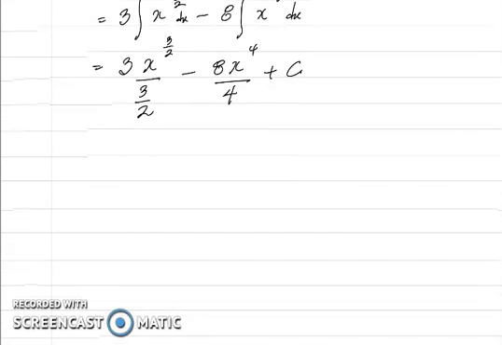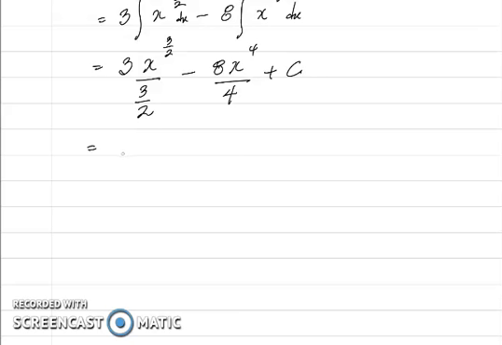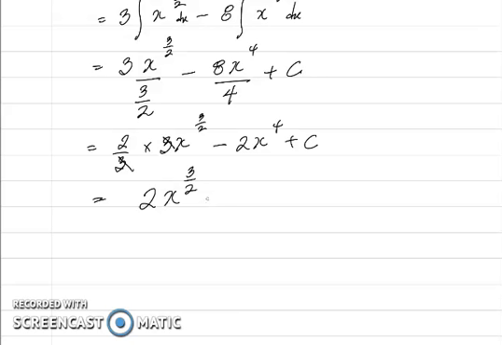Now dividing by 3 over 2 is the same as multiplying by 2 over 3. So this is 2 over 3 multiplied by 3x to the 3 over 2, minus 2x to the 4, plus c. 3 cancels 3, and we end up with 2x to the 3 over 2 minus 2x to the 4 plus c, which is the constant of integration.